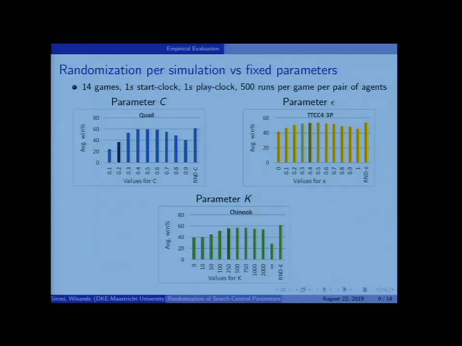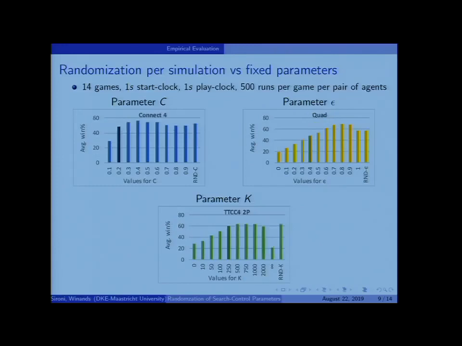Here I'm just reporting some examples of the results because I don't have time nor space to show them all. But there are some games where randomizing is actually performing better than any of the fixed values. So you see the randomization on the right has a win rate that is the best over all the possible parameters. In bold, by the way, is the performance of the parameters that we're using as default. This is not true in all games.